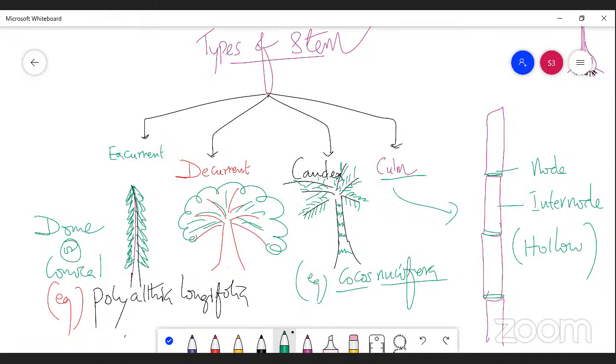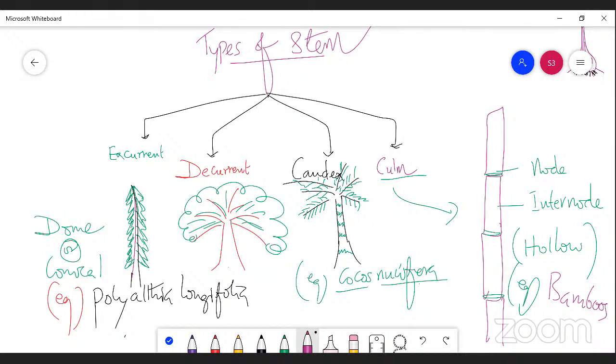I can give some examples: all the grasses, and one more example, Bambusa. Bamboos and grasses are the right examples of culm type.